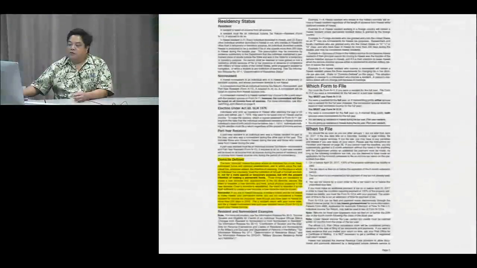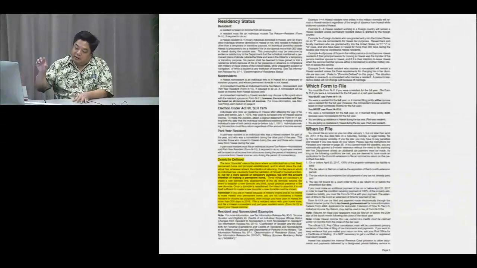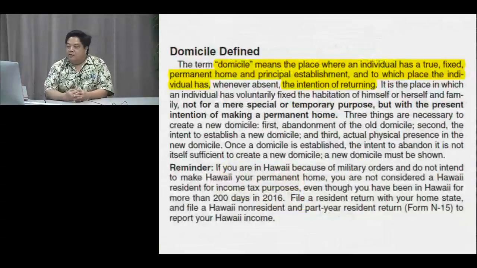Now they further define domicile. So on page 5 of the instruction, you can always go back to where I just highlighted in yellow, domicile. And domicile is what I presented earlier. It's a place where you have a true fixed permanent home and principal establishment, and to which place the individual has the intention of returning.